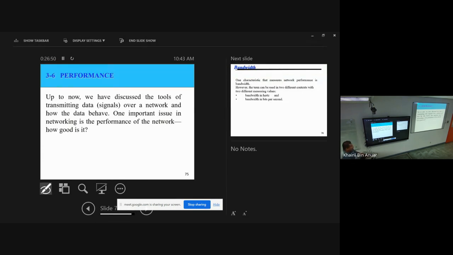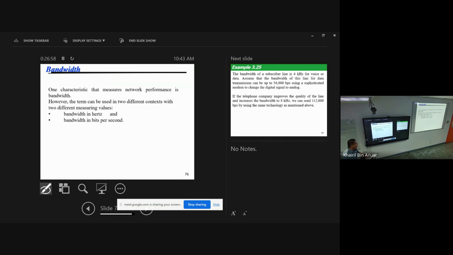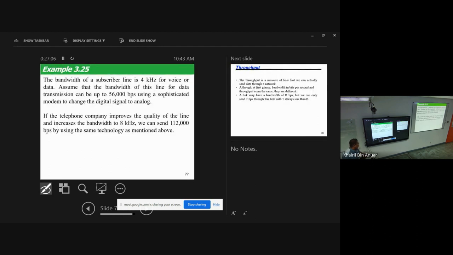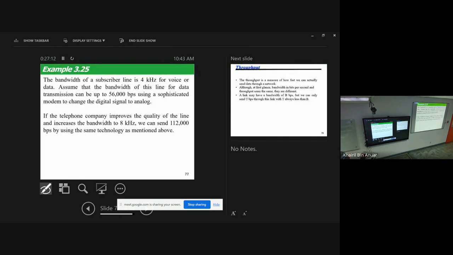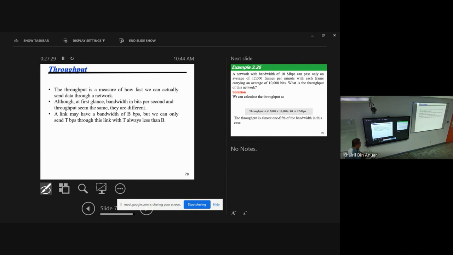Okay. Last but not least is the performance. The performance can be measured by hertz and also by bits per second, on both analog and digital. So if you are being given the bandwidth of the subscriber line as 4 kilohertz for voice and data, assume the bandwidth of the line of transmission is 5600 bits per second using a sophisticated modem to change the signal to analog. Okay, so what is this? I think it's not calculated.